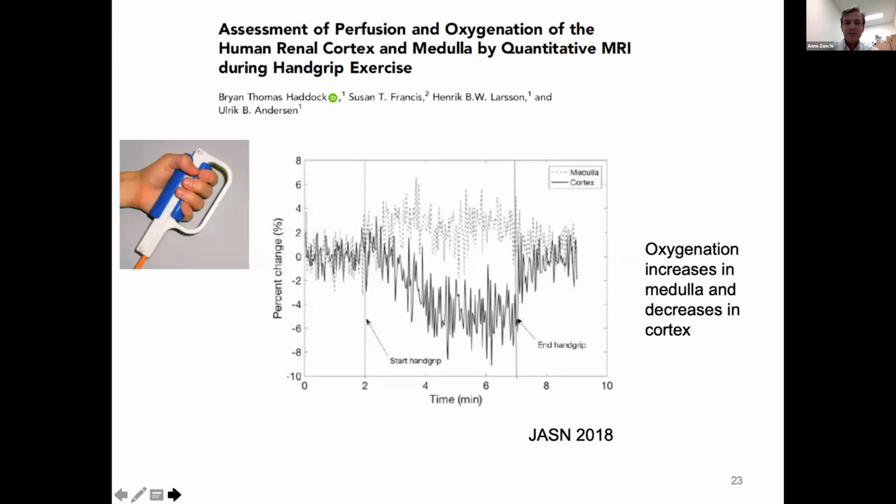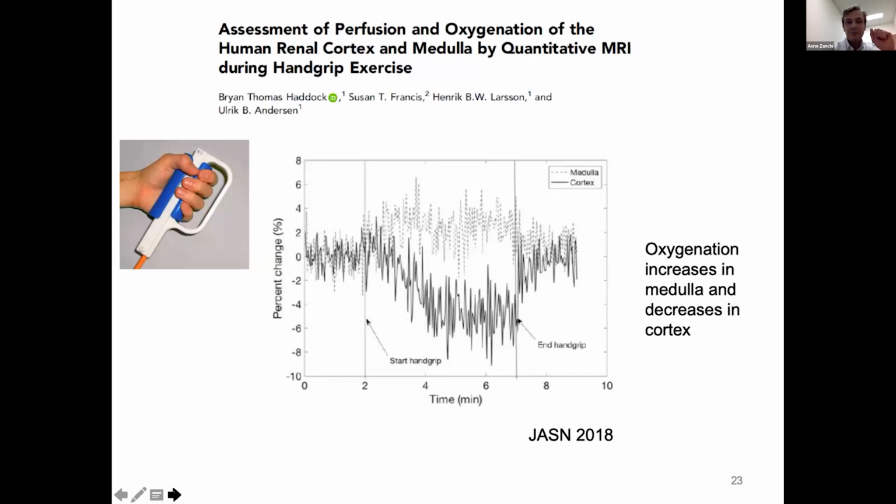Here, an elegant study using the hand grip. The hand grip is a nice way to stimulate the sympathetic nervous system. And this combined work of Copenhagen and Nottingham shows, in fact, that the change of R2 star measured with BOLD MRI, while people are in the MRI holding the hand grip, stimulating the sympathetic system, so reducing normally the blood flow going to the kidneys, leads to an expected decrease in oxygenation of the cortex, but it did not lead to a decrease of oxygenation in the medulla. It even led to an increase.